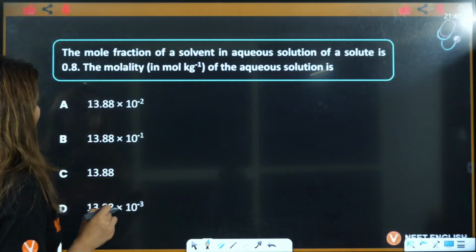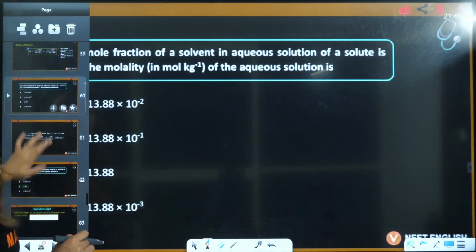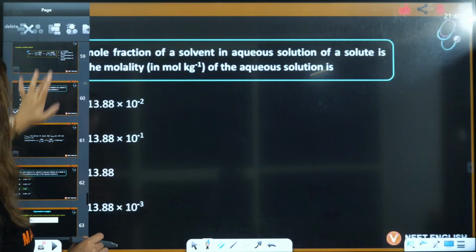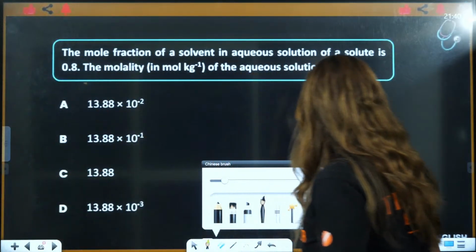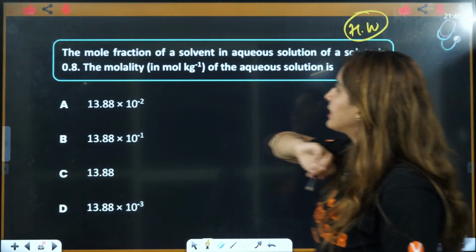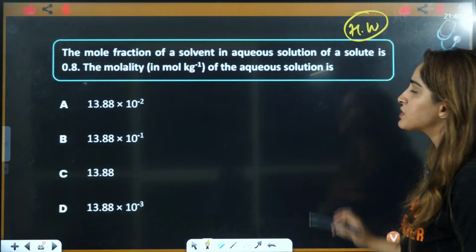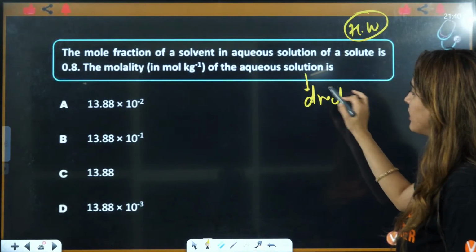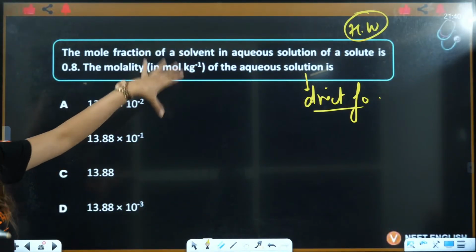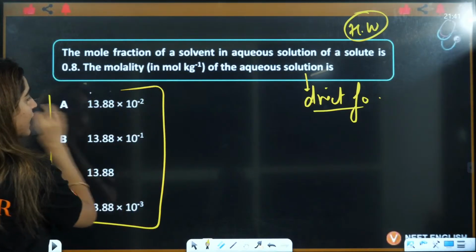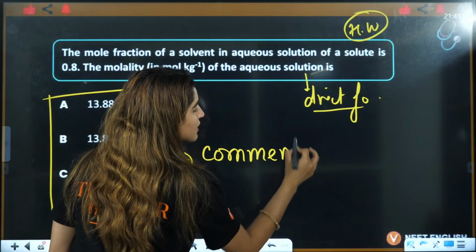Now, I would like to give you some questions for your homework. Let us see how many of you are able to do this. Mole fraction of solvent in aqueous solution of solute is given, and you have to find the molality of the aqueous solution. This is a direct formula based question. Directly put the formula and get the answer. Let us see who will tell me the answer in the chat box. I'll see the answers in the comment section.